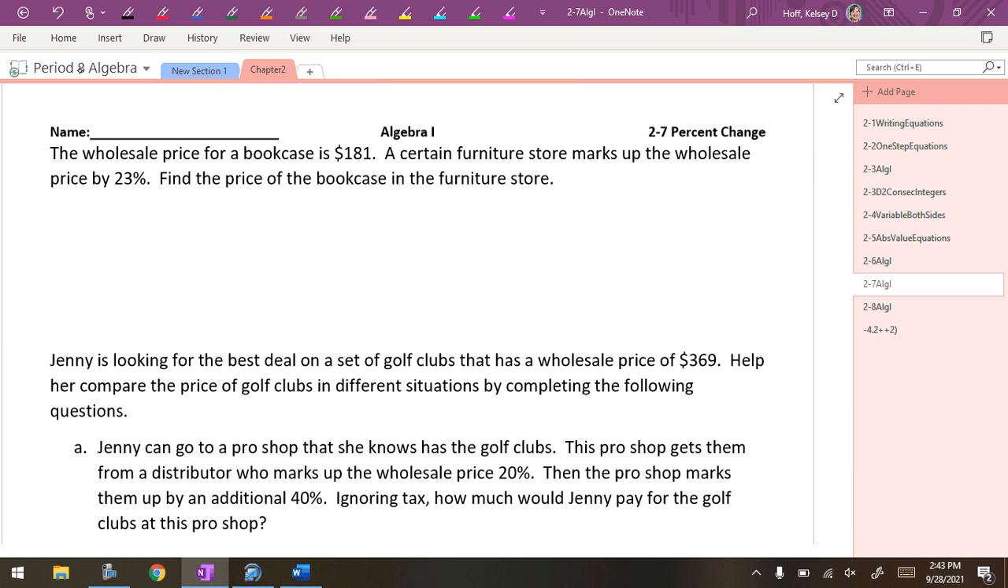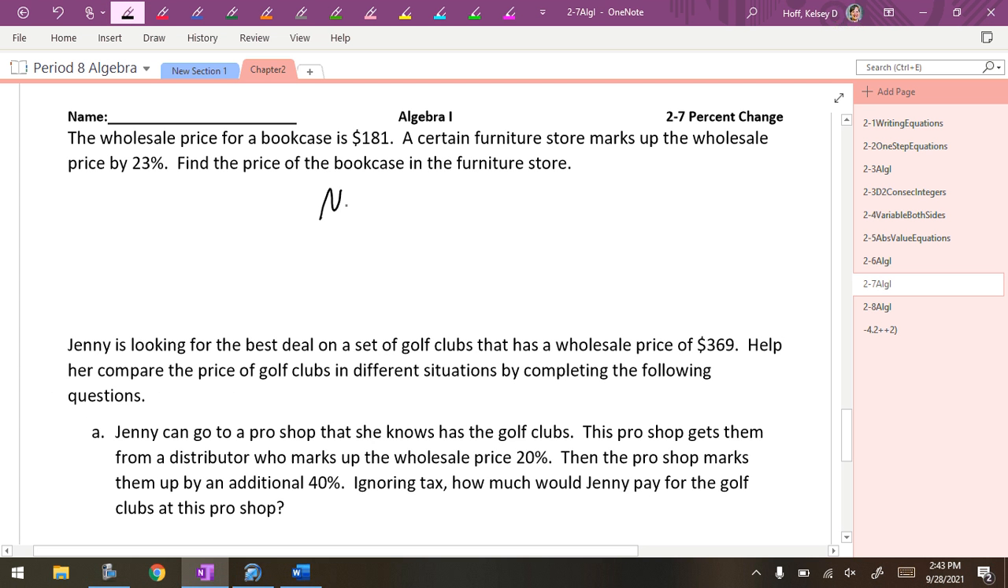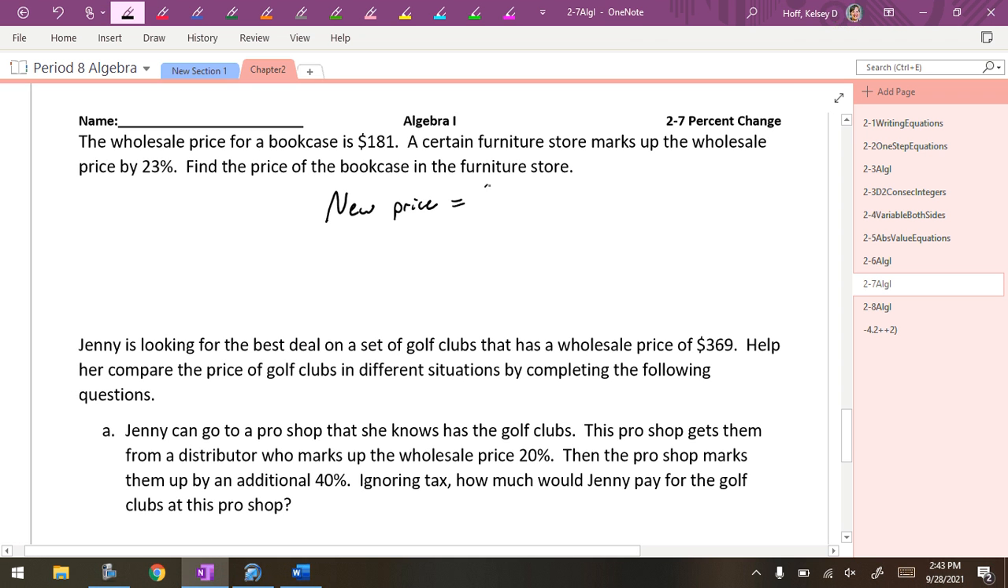Wholesale happens when companies buy product and they get to buy it at a cheaper price, and then they mark it up before they sell it to you. Okay? So a wholesale price for the bookcase is $181, but a certain furniture store marks it up by 23%. Find the price of the bookcase in the furniture store. So our new price is equal to our percentage times the original.